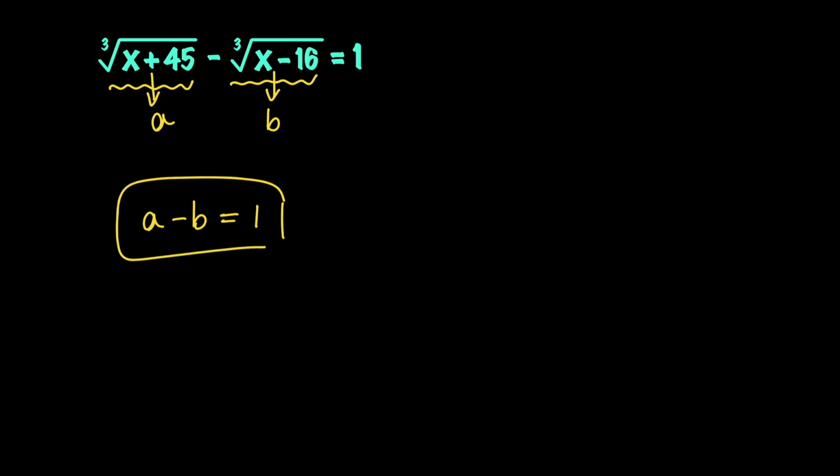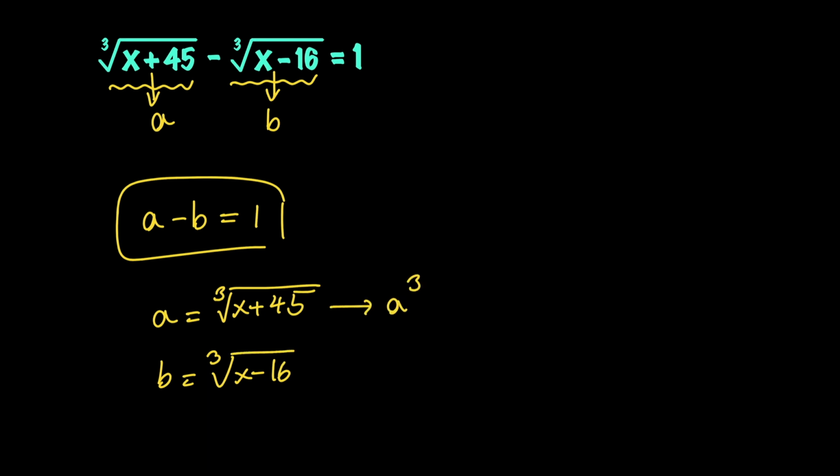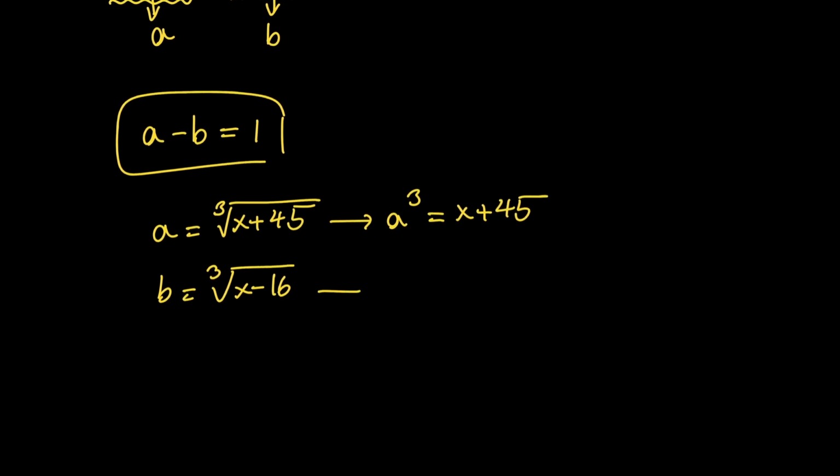Great. Next, notice that a is the cube root of x plus 45, and b is the cube root of x minus 16. That means that a cubed is x plus 45, and b cubed is x minus 16. Therefore, if I subtract b cubed from a cubed, I will have something interesting.